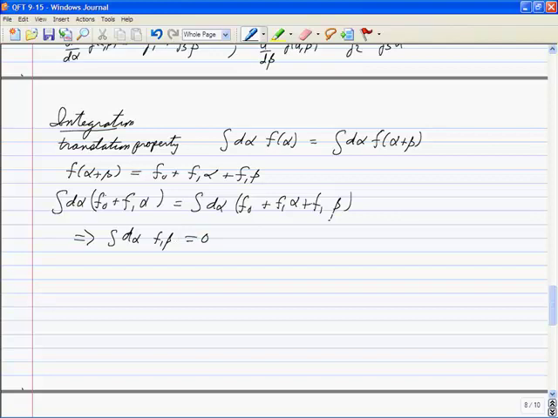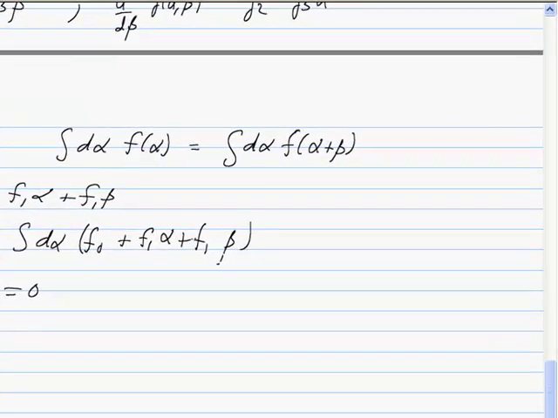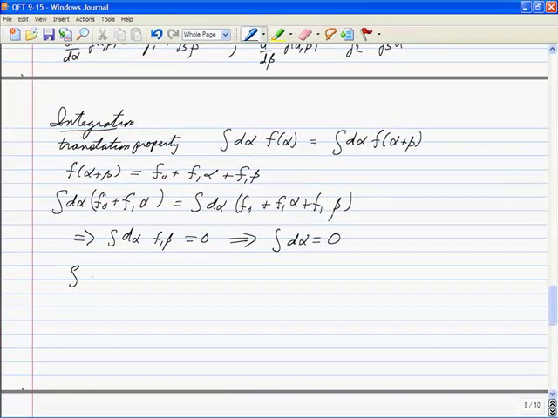And since β is completely independent, arbitrary, this implies that the integral dα is 0. Okay, there's the oddity that comes out of this. When we're defining the integration, the integral of 1 is 0, but the integration dα of α is not. It can be a number.